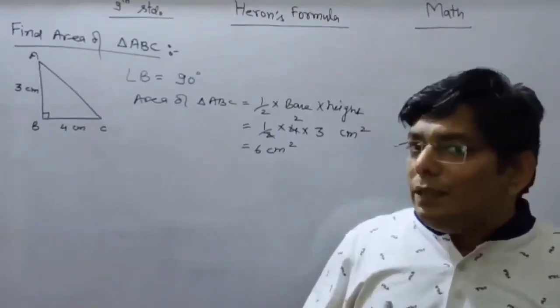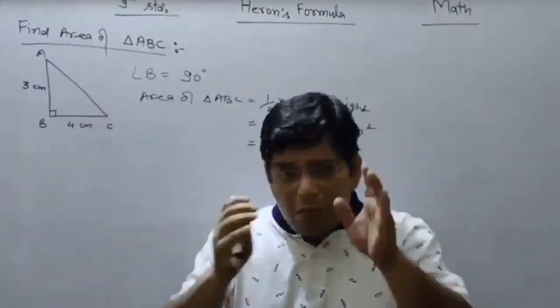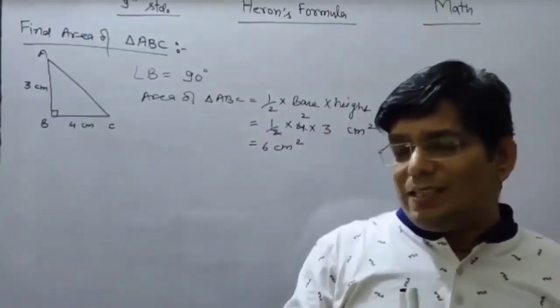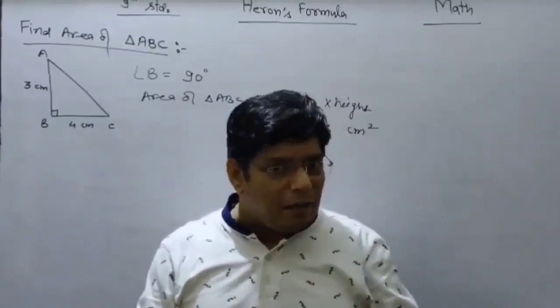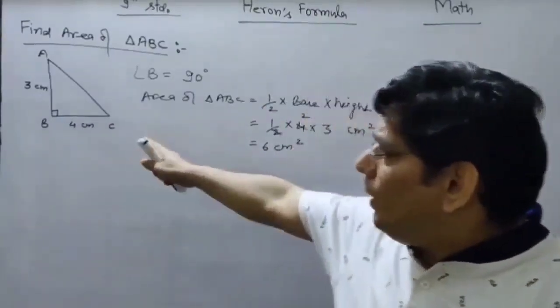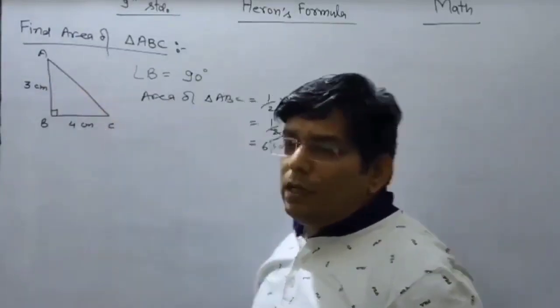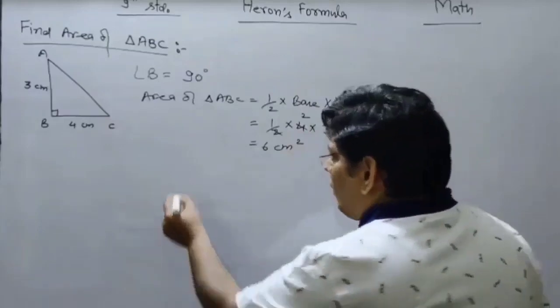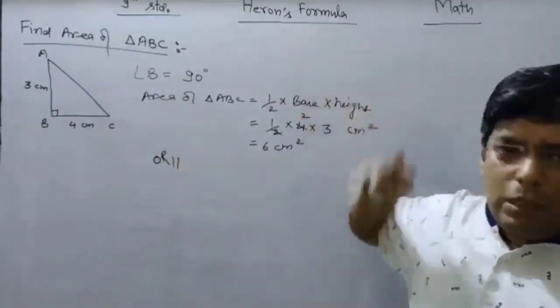Now but our point of discussion is Heron's formula. So now we know one theorem that is known as the Pythagoras theorem, and that can be applicable on a right angle triangle. So we should calculate the hypotenuse, AC, using Pythagoras theorem, because this question we will again solve using Heron's formula.